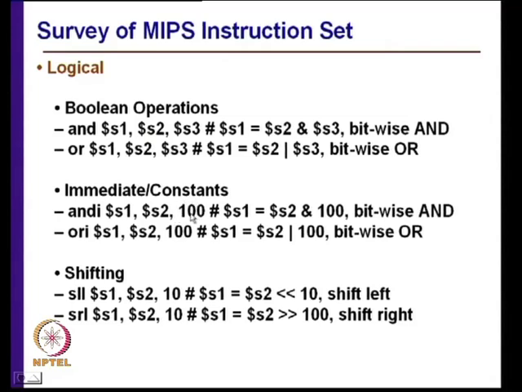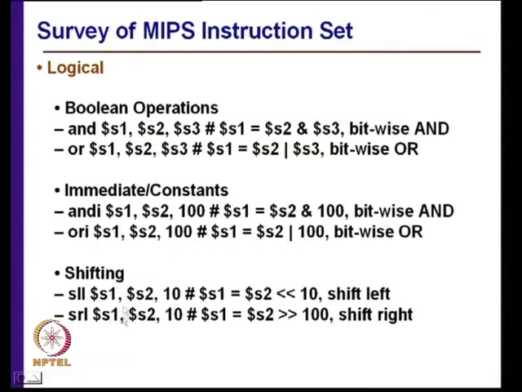Here you will be using the I type instruction format. So this 100 is provided as part of the instruction, and it will do a bitwise AND operation with the content of S2 and store the result in S1. Similarly, you can do OR immediate: OR $S1, $S2, 100. 100 is the constant, provided as part of the instruction. The content of S2 will be ORed bitwise with 100, in sign extended form, and then the result will be stored in S1.